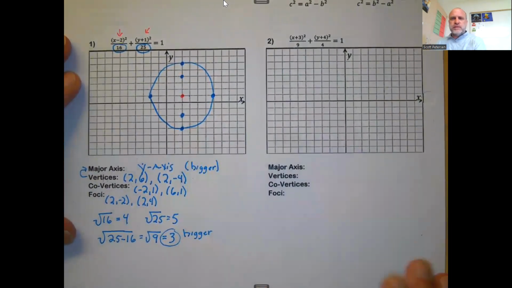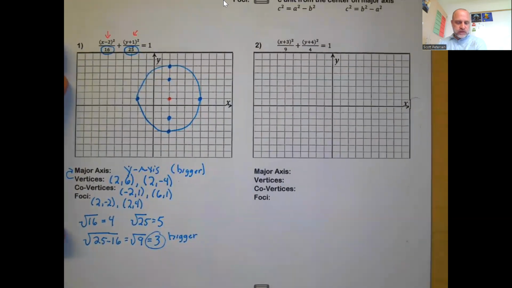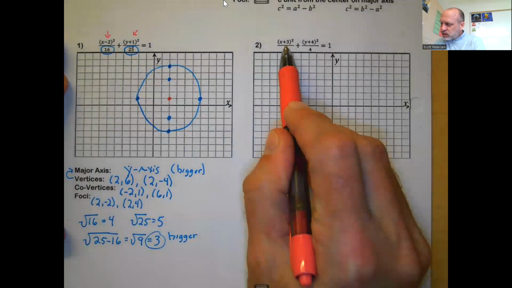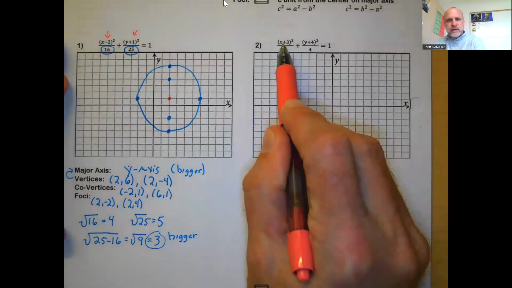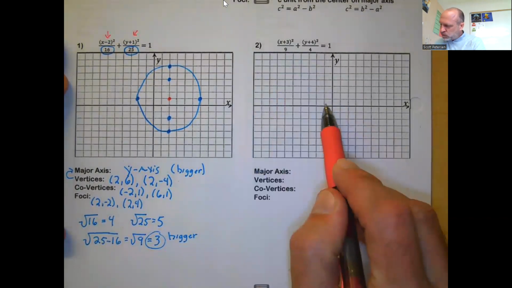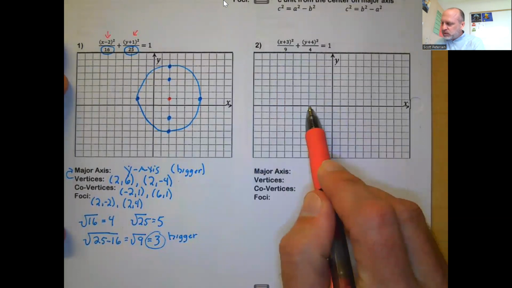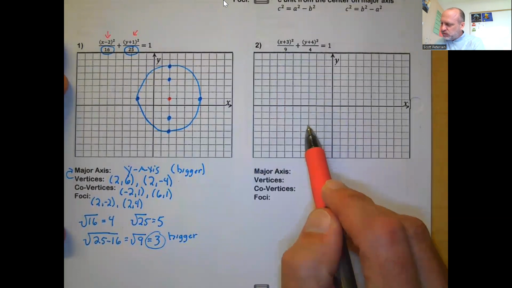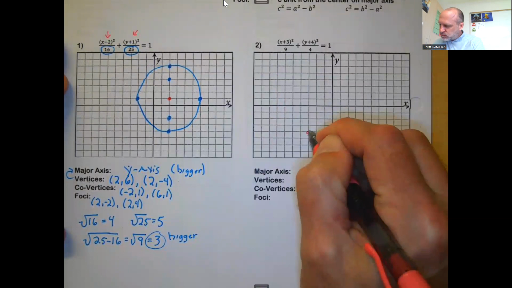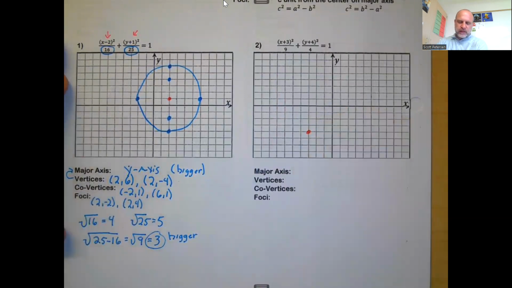Moving on to example number 2. Here again, I'm going to start off by finding my center point, which isn't required in our graph, but it's easy for visualization. The +3 is going to be to the left 3. 1, 2, 3. The +4 is going to be down. 1, 2, 3, 4. Place my point. That is my center point, kind of my reference point.